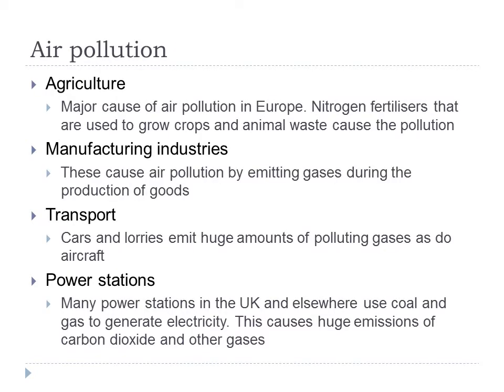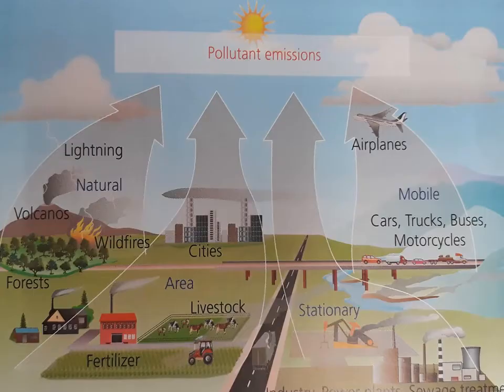So air pollution can be caused in many ways. Agriculture contributes to it, manufacturing, transporting goods, power stations. If I just show you a diagram on the next slide, that will visually show you how air pollution is caused. As you can see there, it can be caused by natural things, but it can also be created through manufacturing, through agriculture, and through power stations too.